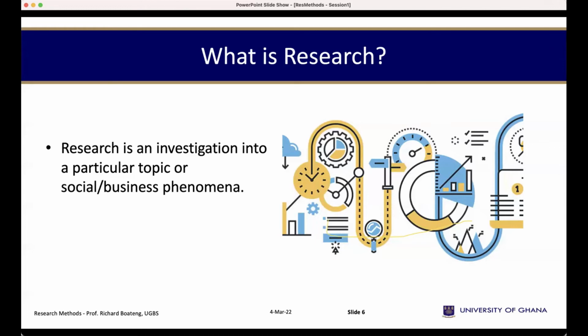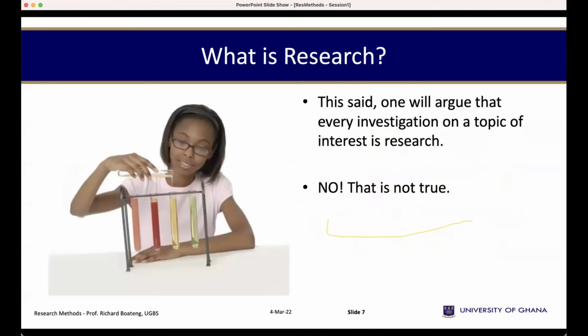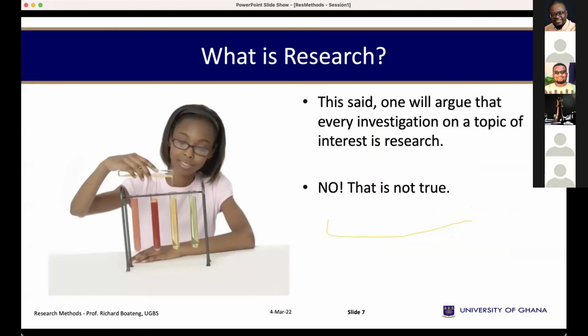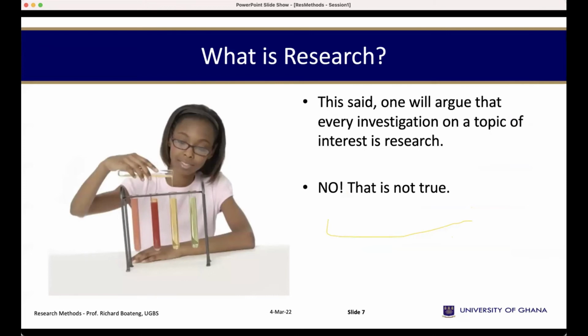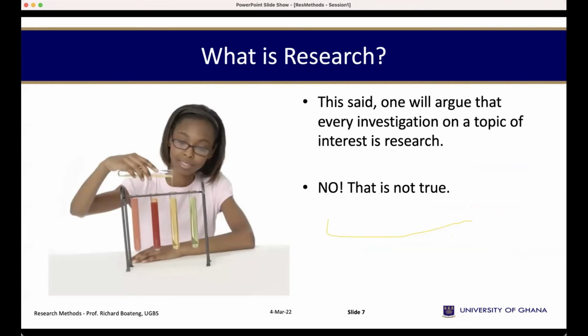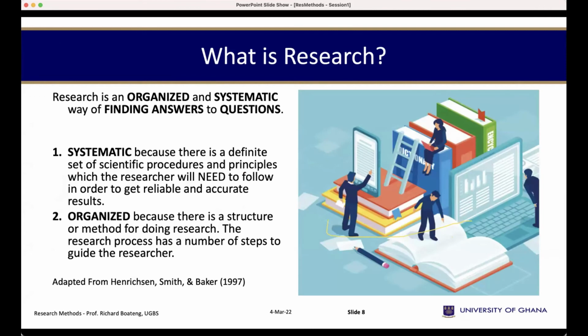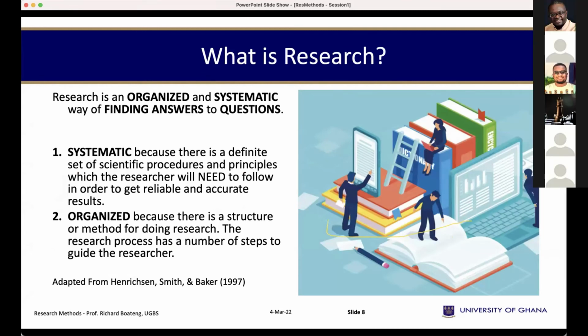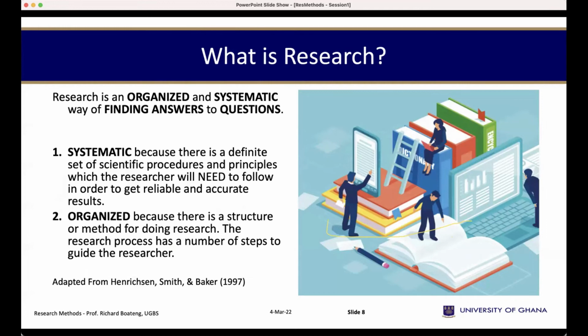Now, when you use the word investigation into an area of social or business phenomena, it's kind of narrow, because it looks like anytime anybody gets up to look for something, it means that he has done research that satisfies scientific research procedures and principles. No, we don't appreciate that and we don't accept it. The reason is that research itself has more than just an investigation. Research, especially scientific research in a social science environment or a business school, is an organized and systematic way of finding answers to questions.